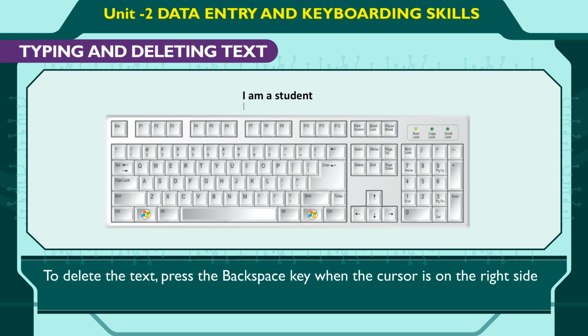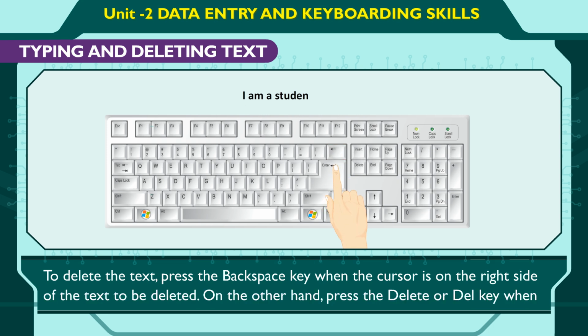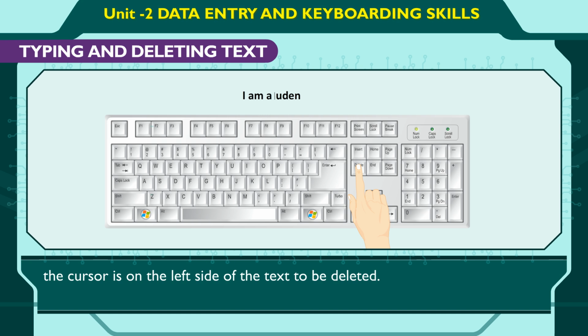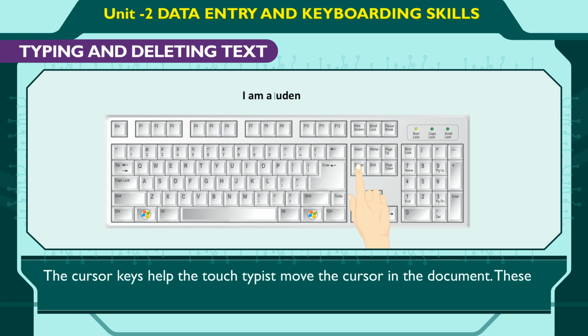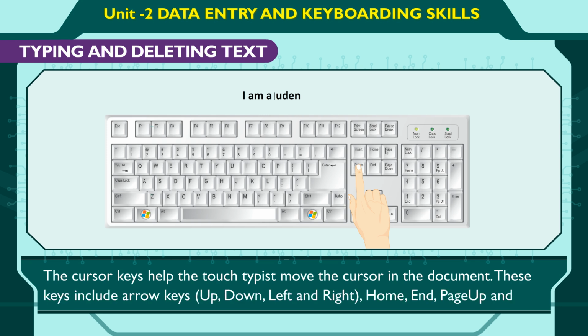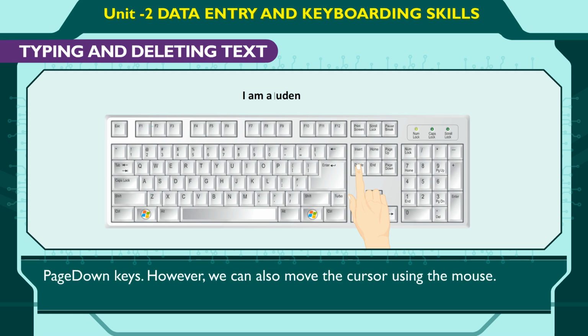To delete the text, press the backspace key when the cursor is on the right side of the text to be deleted. On the other hand, press the Delete or Del key when the cursor is on the left side of the text to be deleted. The cursor keys help the touch typist move the cursor in the document. These keys include arrow keys, home, end, page up and page down keys. However, we can also move the cursor using the mouse.